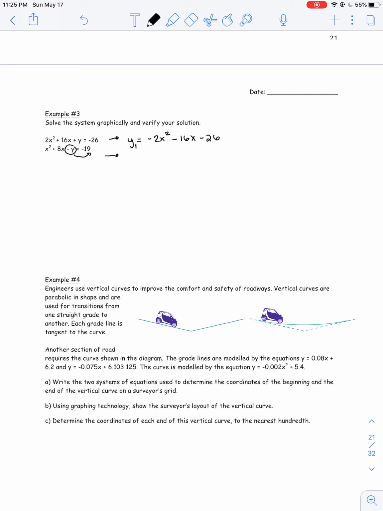Our second one, we're going to bring that to the other side and the negative 19 to the left side. So we're going to switch their spots. So we know that y2 is equal to, and it doesn't matter which side you actually write it on as long as you do the proper switching of the signs. So it's going to be positive x squared plus 8x, and then when you bring over negative 19, it became positive 19.